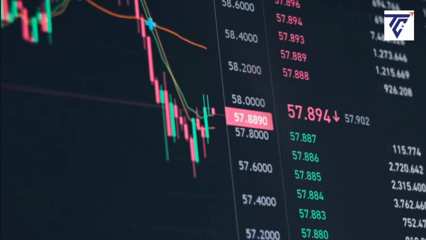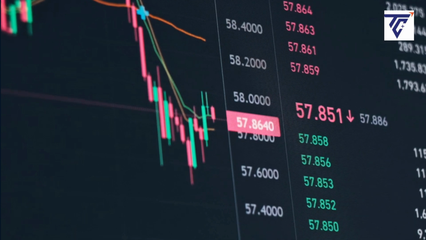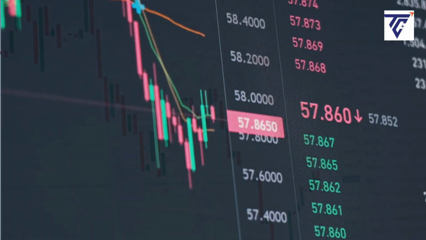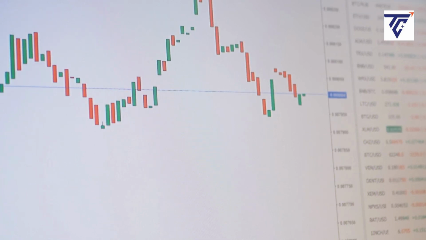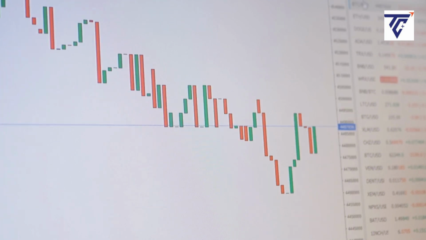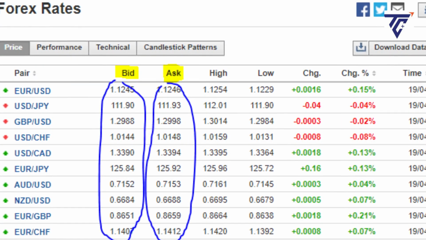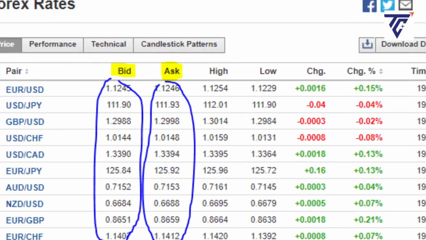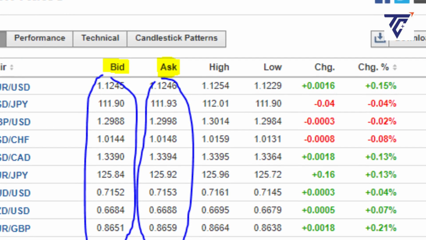Let's say you want to sell euros for US dollars. The best price someone is offering to buy your euros is the bid price. On the other hand, the ask price is the price at which you can buy a currency pair. It's like you're the buyer this time. So, if you want to buy euros with US dollars, the price you'll pay is the ask price. As you can see, the ask price is always slightly higher than the bid price. That difference is crucial and we'll talk about it in a moment.